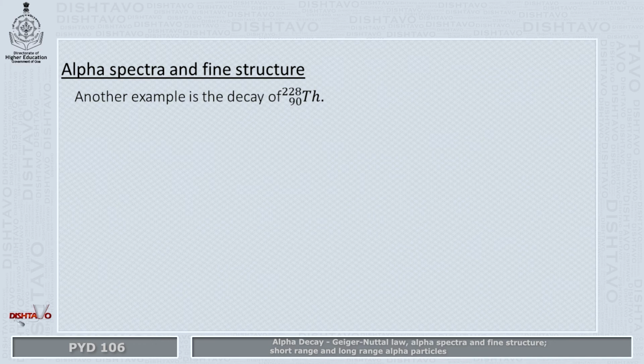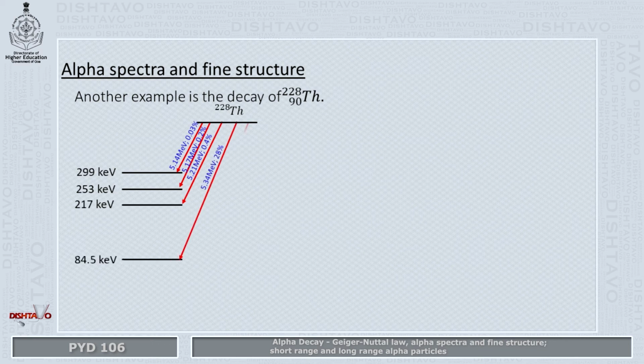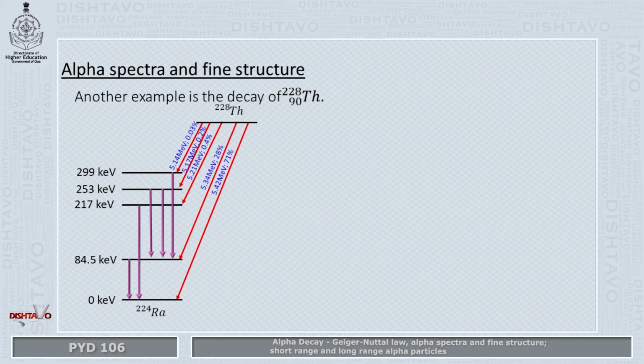Another example that I can give you, which is a very popular one, is the decay of thorium. This is a very nice one with the energy level diagram for you. As you can see, thorium is getting decayed to radium, and as it is getting decayed, it is having 5 energy levels. Of course, the most probable one is 5.42 mega electron volts with almost 71% dominating, followed by the 5.34 mega electron volts with almost 28%, and the contribution of the rest is very, very low, but it does exist.